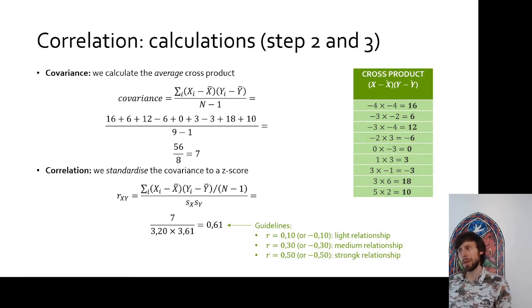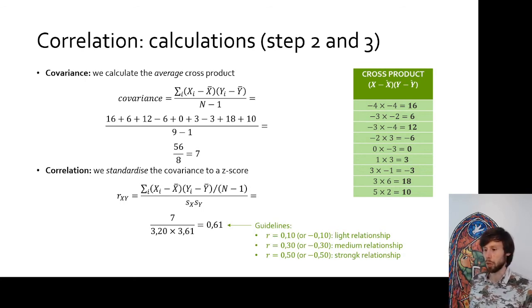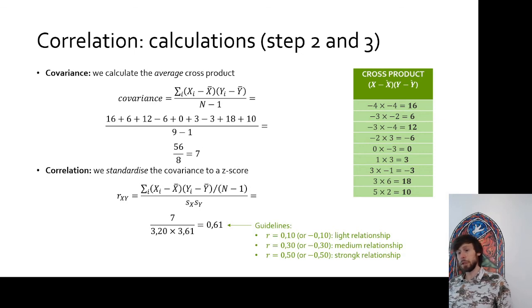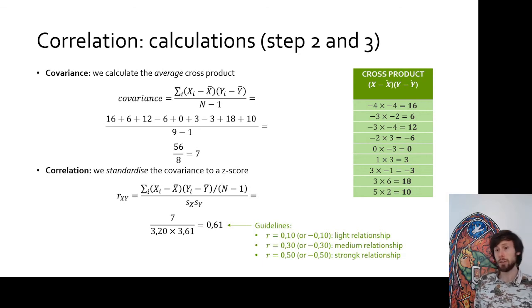A correlation of minus 0.1 or plus 0.1 can count as a rather light relationship. If we can really talk about cause and effect, then we would say this is a small effect. 0.30 counts as a medium relationship, and 0.50 is considered strong. As such, the correlation that we have found, 0.61, looks very impressive, unrealistically impressive even. You would start thinking that somebody made this all up.